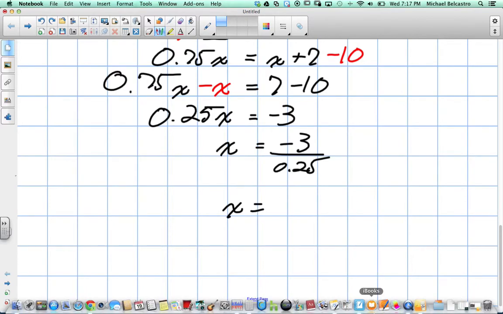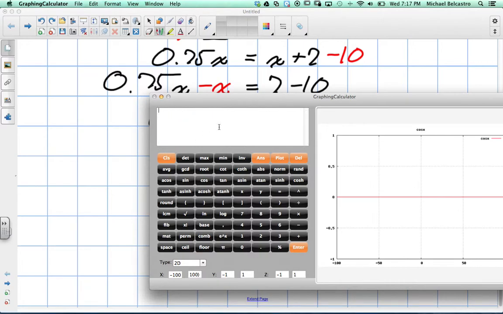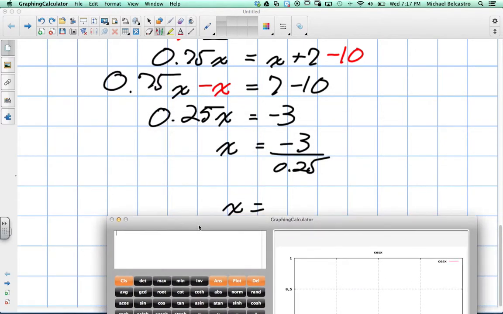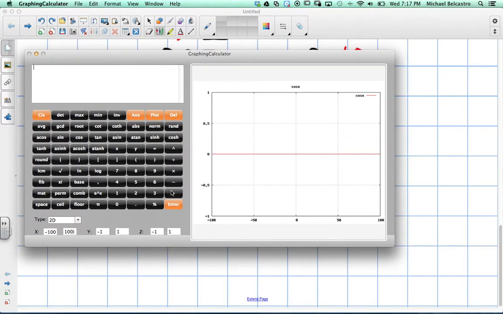Okay, let's bring up, I have a new calculator, but it crashes. Let's see how this works. Clear. Negative 3 divided by 0.25. I can't make this smaller. I make things negative on my new calculator. I don't know. How annoying.